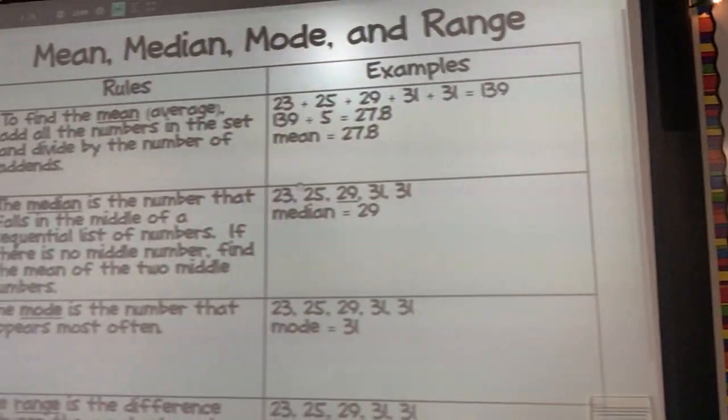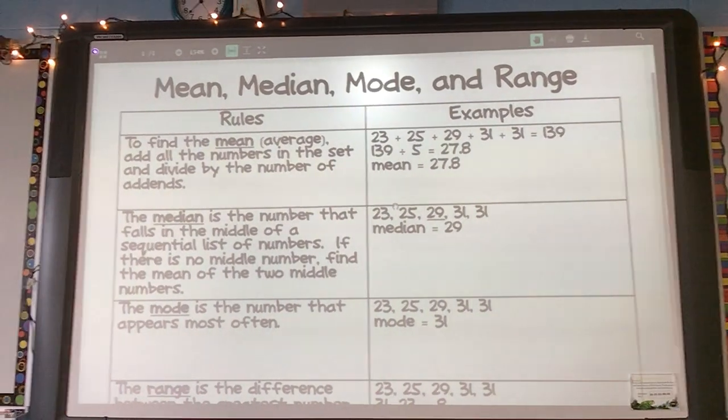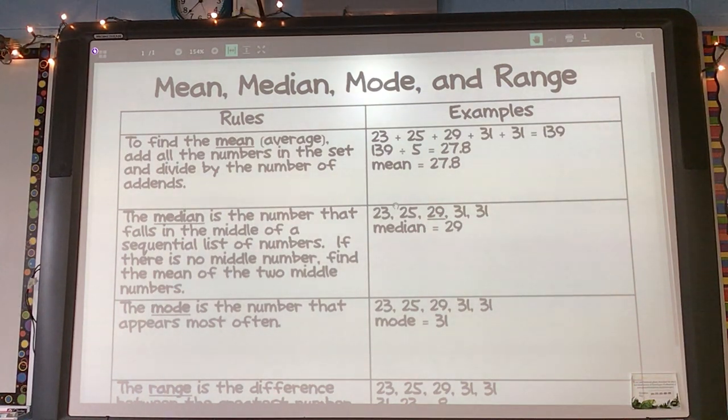So your best thing is to hope for odd numbers. That's what makes the median easiest. If it's an even number, that's okay. We're just going to have a little bit of work to do, but nothing too bad.